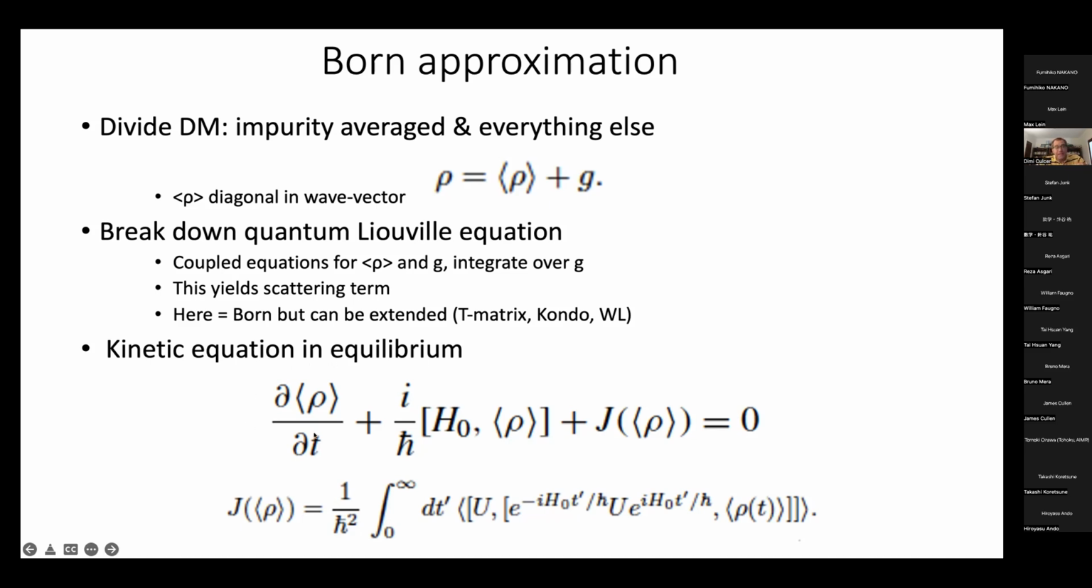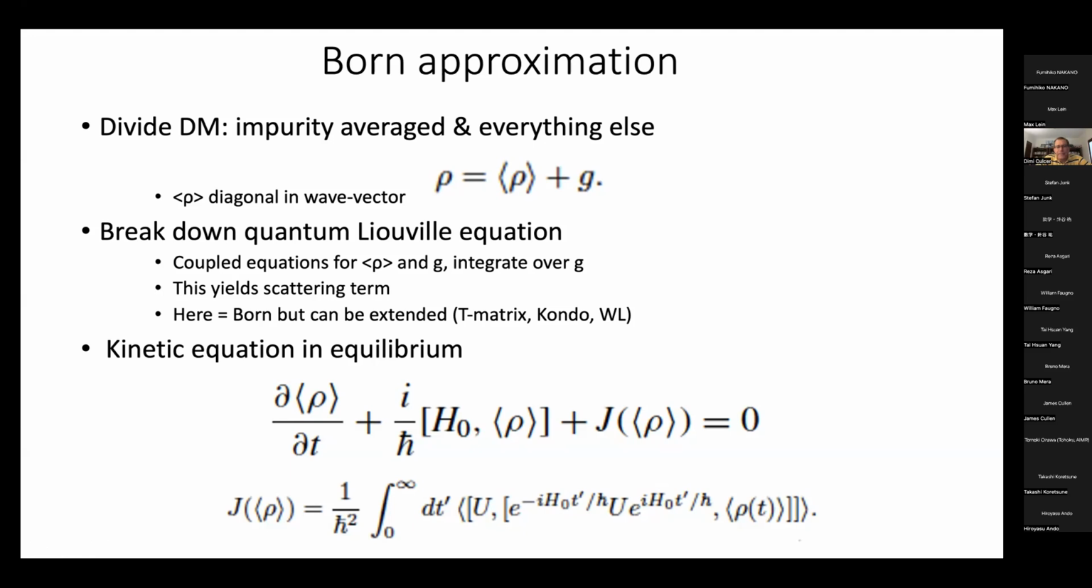So at the end of the day, excuse me. Yes, just one second. And I mean, in the first line, you are writing that the bracket of rho is diagonal in wave vector. It's not a strict assumption, yeah. It's not necessary for anything that comes afterwards.